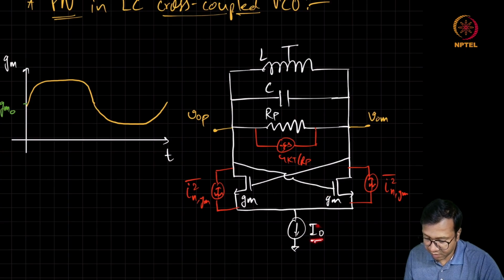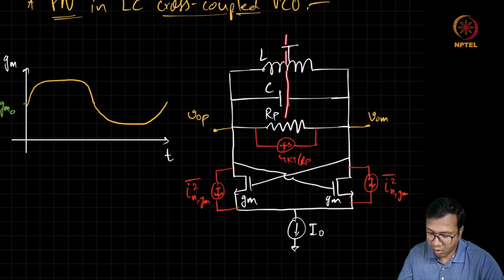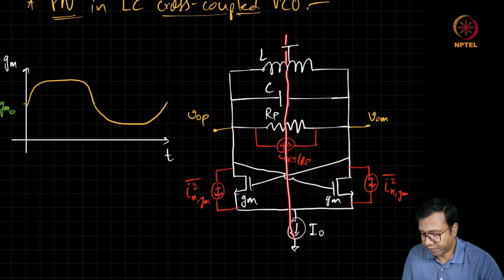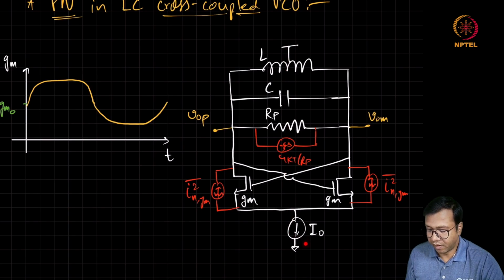And not only this I0, in the entire common mode path, if there is any noise present around 2 omega naught, that noise is going to appear at the output because of the mixer action of these two transconductors. So many times people try to add a filter at 2 omega naught in the common mode path to reject this noise around 2 omega naught. So the contribution from the common mode path at this 2 omega naught will not appear at the output.